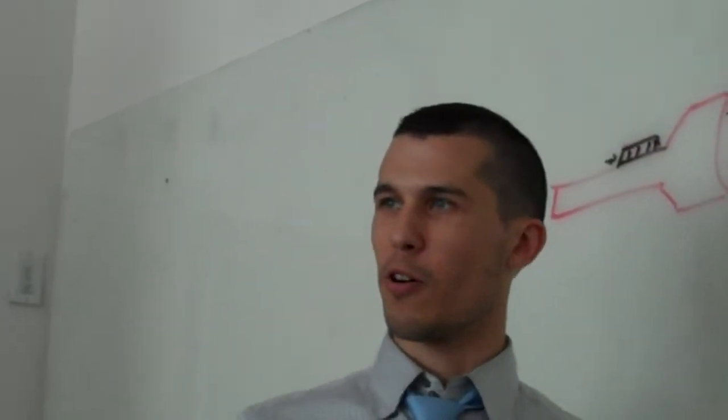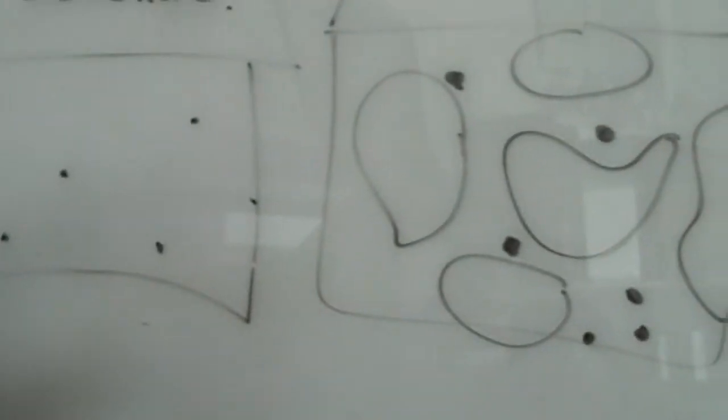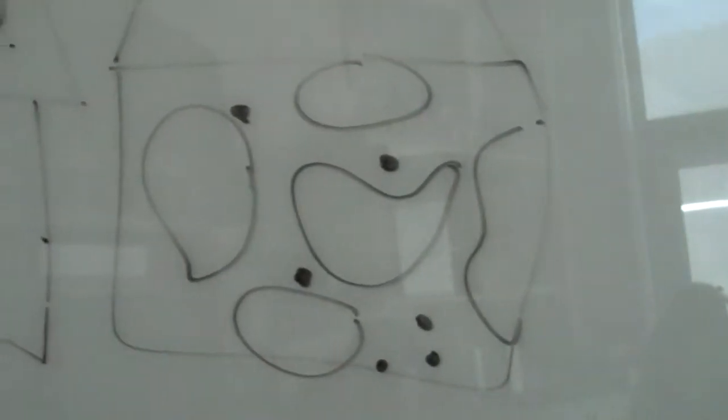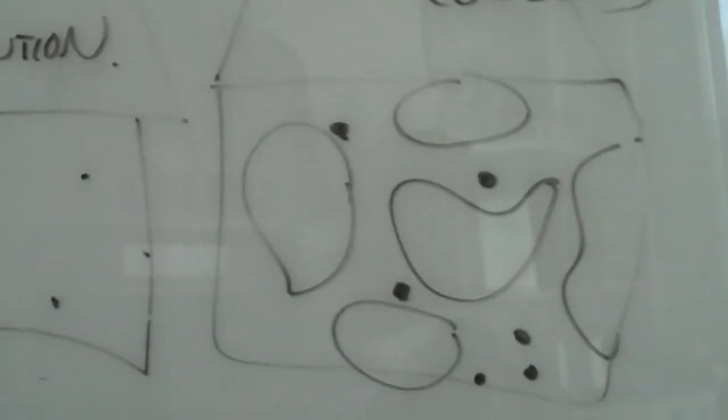So light hits these various particles differently, and you can see the path of the light. That's the Tyndall effect. That's how you can tell if something is a heterogeneous mixture, because of that Tyndall effect.